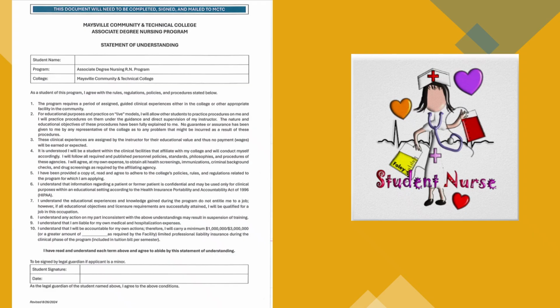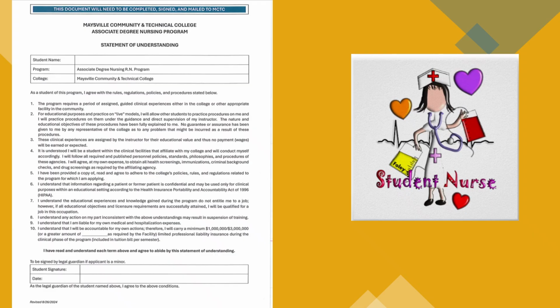Now, to go into a little more depth on some of these, I will say number 4 says that you understand that you're a student within the clinical facilities that affiliate with the college. If you look on the previous sheet that gave you some examples of places we go, if a facility refuses you admittance into their clinical setting for some reason, if you were fired from that facility, we will try to find another facility. But if we don't go to another facility, then that may exclude you from the program.